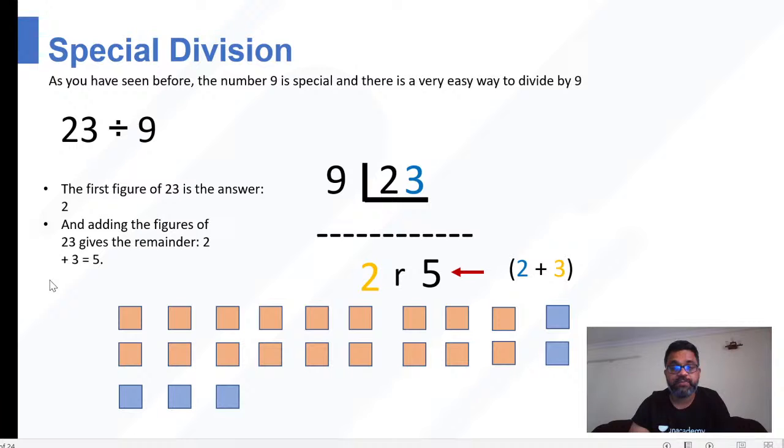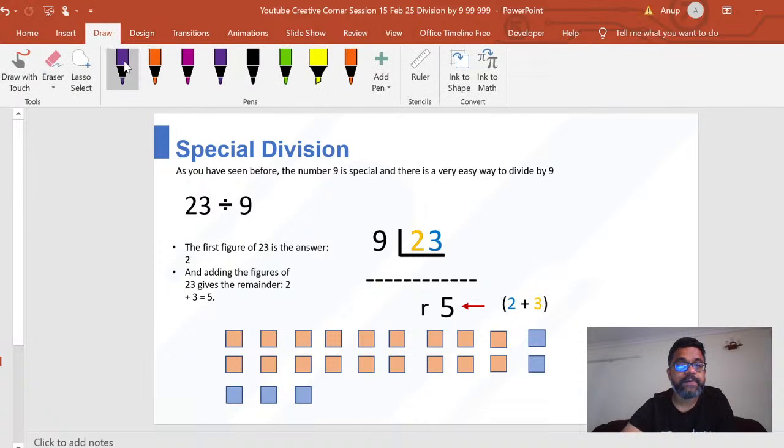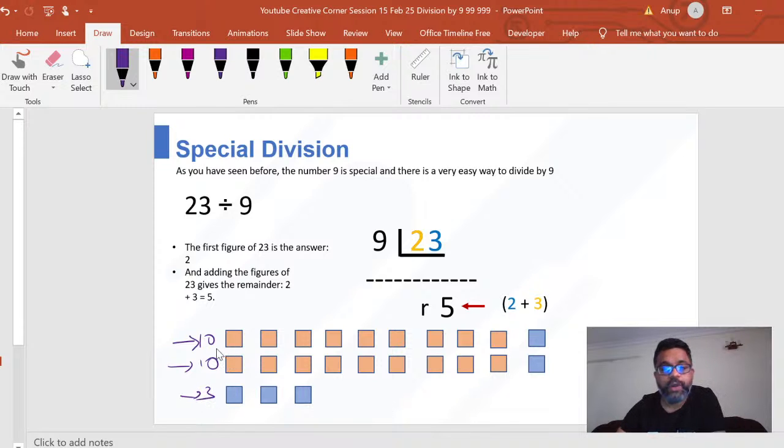So let me go back to my mode here. Yes, I can easily annotate. This is my first 10, and this is another 10, and this is 3, right? So now what are you trying to find out? How many 9s. I know in every 10 there will be one 9. So if there are 2 10s, there will be 2 9s.